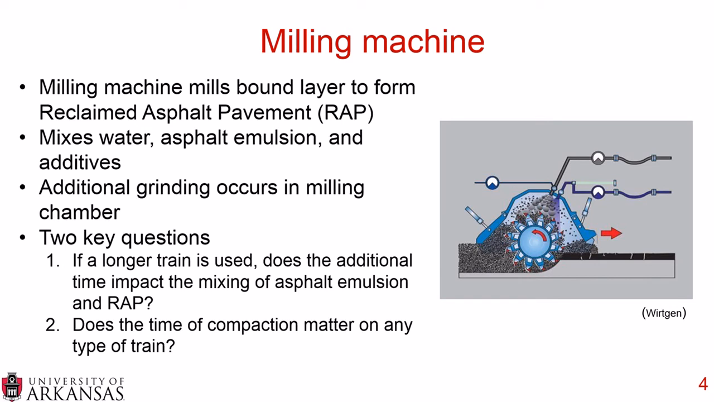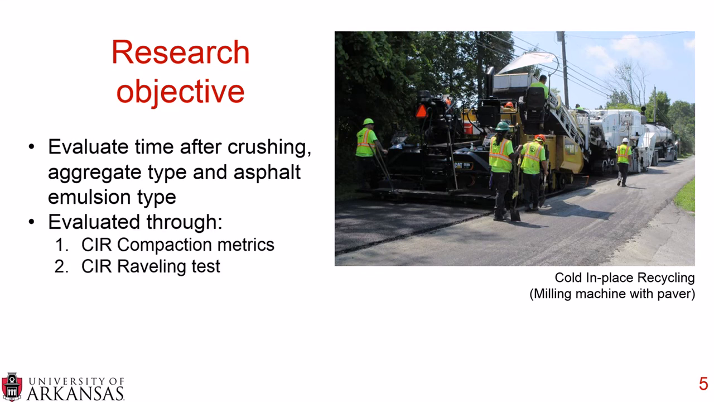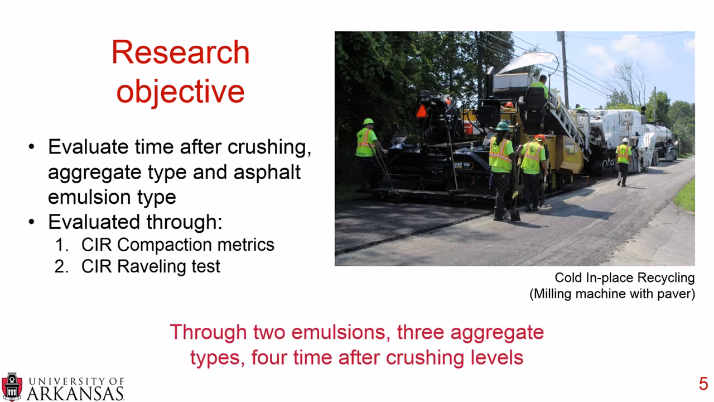And two, does the time of compaction matter on any type of CIR train? These two key questions we attempted to answer following these research objectives. First, we wanted to evaluate the time after crushing, the aggregate type, and the asphalt emulsion type on two factors, CIR compaction metrics and a CIR raveling test. We did that by looking at 2 emulsions, 3 aggregate types, and 4 times after crushing levels.